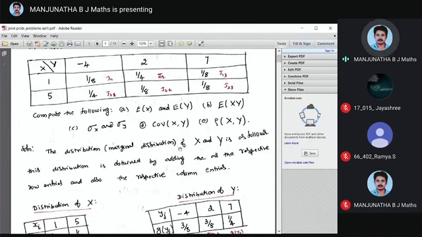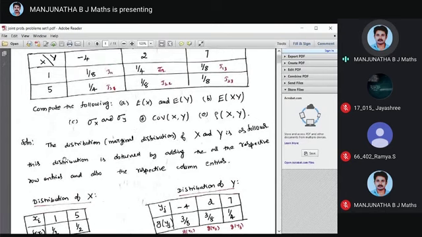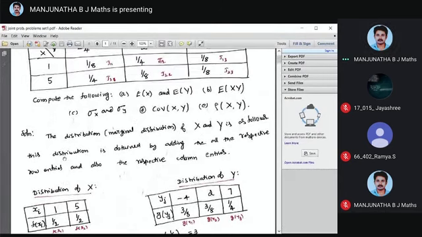Now the distribution of x is what? Take x values 1, 5. How to write the distribution of x, meaning f of xi? You take the sum of row entries, that is j11 plus j12 plus j13, that is 1 by 8 plus 1 by 4 plus 1 by 8. So 8 is the LCM. 1 plus 2 plus 1, 4 by 8, so the probability is 1 by 2.